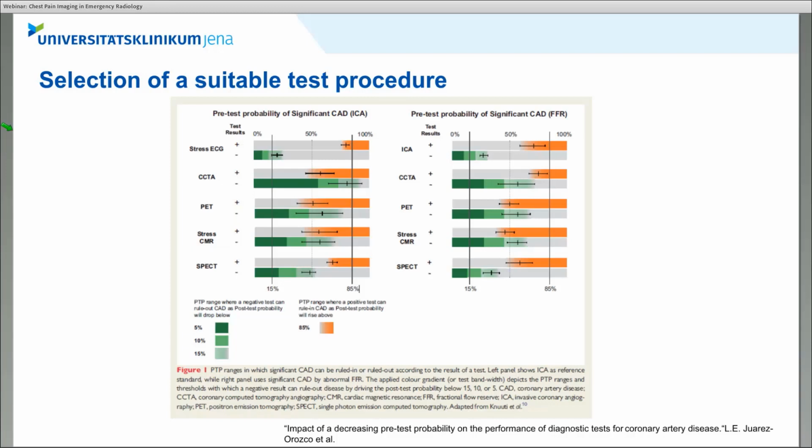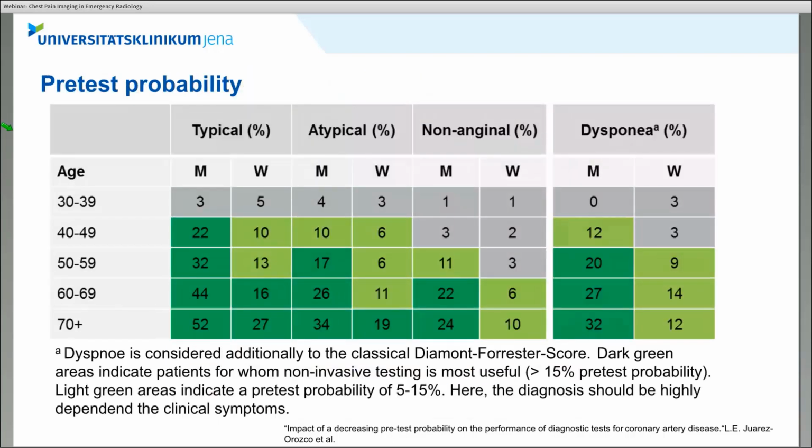Whereas CT angiography is now, as you can see here, the green bar really going far beyond, up to nearly 85% of pretest probability. And as you know, the Diamond Forrester scheme is completely dropped in the new guidelines, so that the highest pretest probability you have for most patients was 54%. Let me go back with the slide so that you can see this again. The highest is now with typical angina, 70 years plus, male, at 52% pretest probability. This is the highest you can have.